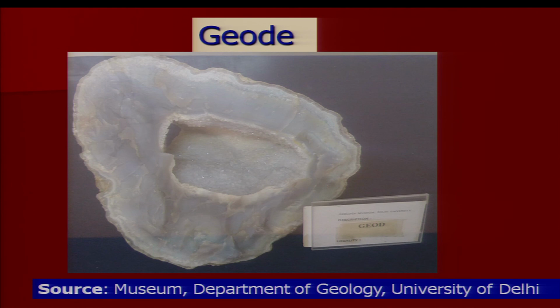Another example of a geode is shown here, where you can find an open space, and in this space microcrystalline quartz is developed. This is microcrystalline quartz developed here. Here you have chalcedony or agate developed on the marginal areas of the geode.